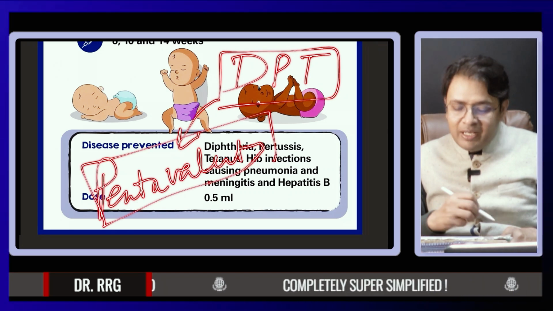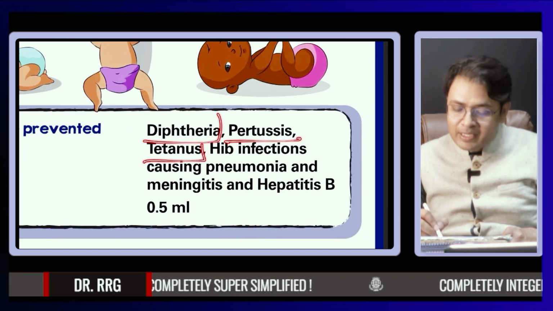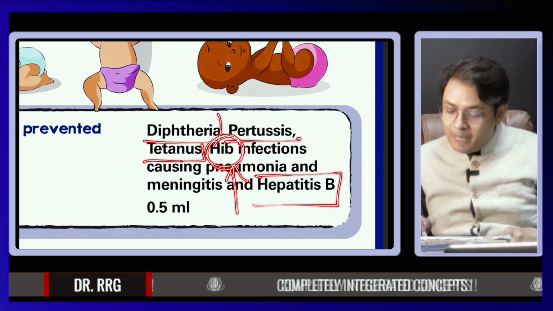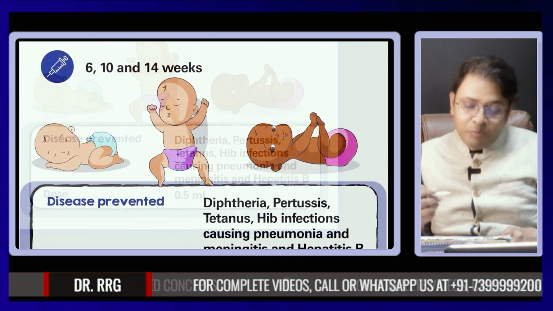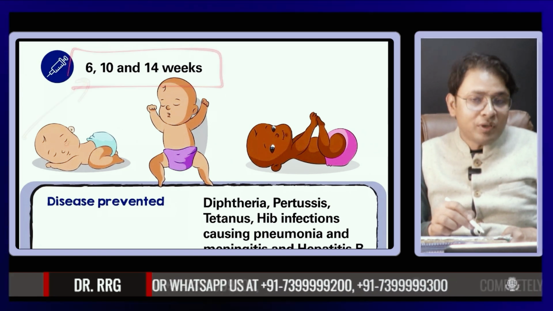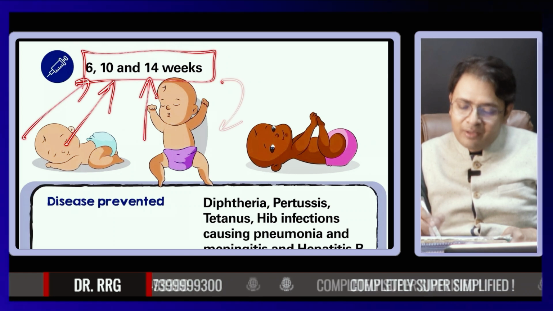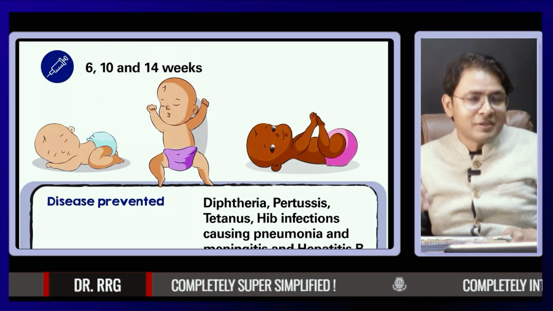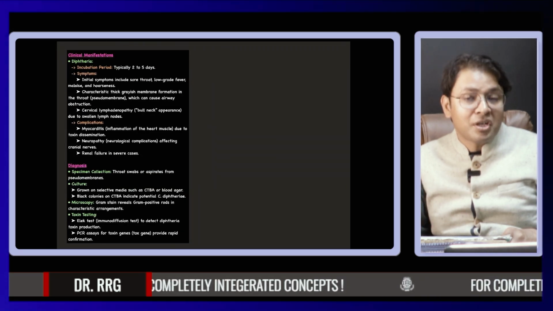In the pentavalent vaccine, we cover diphtheria, pertussis, tetanus and Haemophilus influenzae type B and hepatitis B infections. This pentavalent vaccine covers and provides immunity against diphtheria. We give this vaccination at the 6th, 10th and 14th weeks of life of an infant. After that, we provide booster doses also. They provide immunity against the infection of diphtheria.